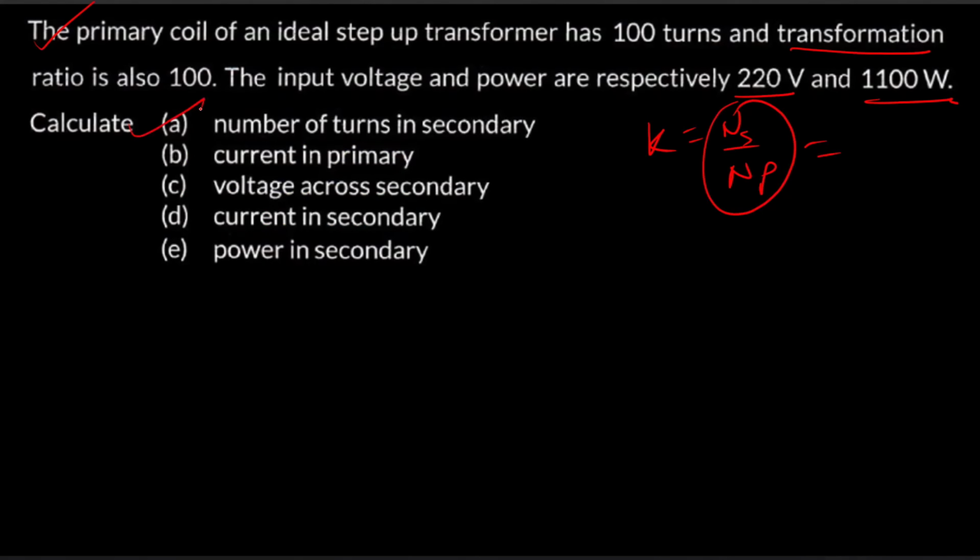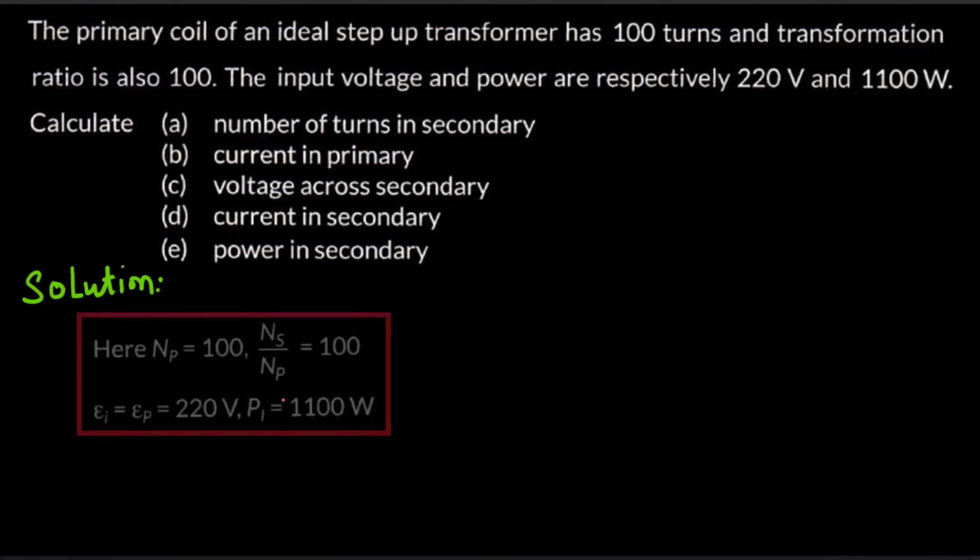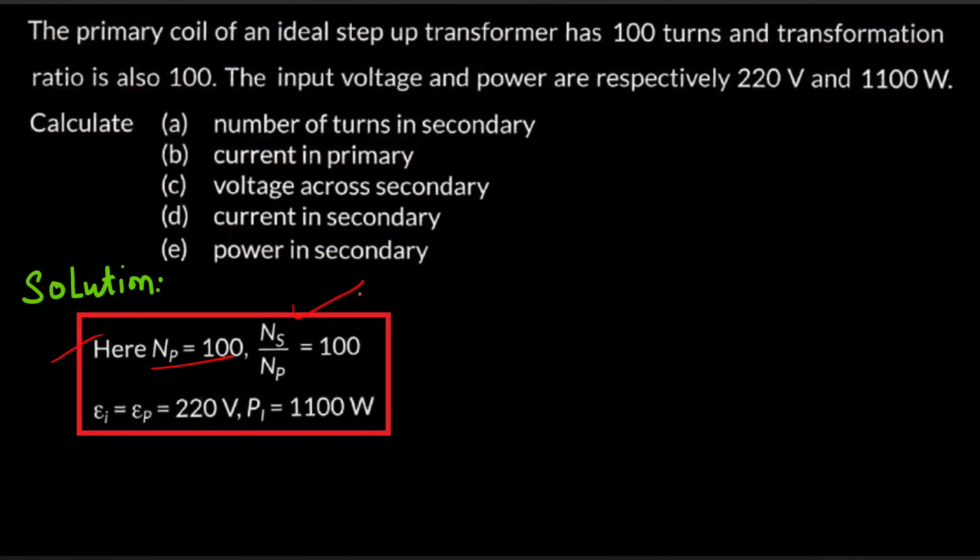तो हमें यहाँ 5 चीजें कैलकुलेट करनी है. नंबर ऑफ टर्न्स, करंट इन प्राइमरी, एंड दिस वोल्टेज अक्रॉस सेकेंडरी, करंट इन सेकेंडरी एंड पावर इन सेकेंडरी. तो देखिए सॉल्यूशन में क्या दिया हुआ है. एनपी की वैल्यू दे रखी है, एनएस अपॉन एनपी इज गिवन व्हिच इज ट्रांसमिशन रेशियो, एंड दिस इनपुट पावर, इनपुट वोल्टेज और ये प्राइमरी वोल्टेज आपका दे रखा है 220 वोल्ट, एंड पावर इनपुट इज आल्सो गिवन एज 1100.